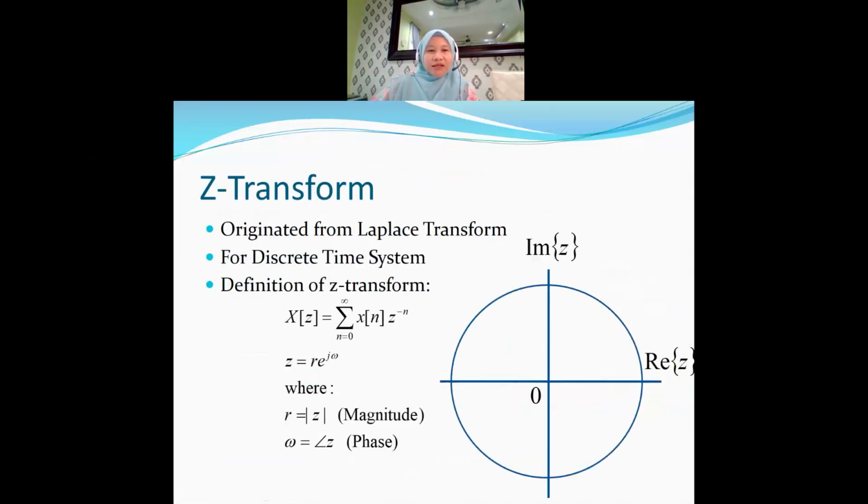And Z transform originates from Laplace transform and it is used for discrete time systems. So the definition of Z transform is X(z) equals the summation of x(n) z to the negative n, where z equals r exponent j omega. So this is the relationship of the Z transform. If we draw it at the S plane, we have the real part and the imaginary part, sigma and j 2 pi f or j omega. So r is the magnitude and omega is the phase.